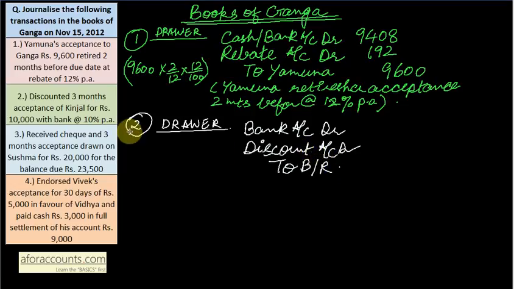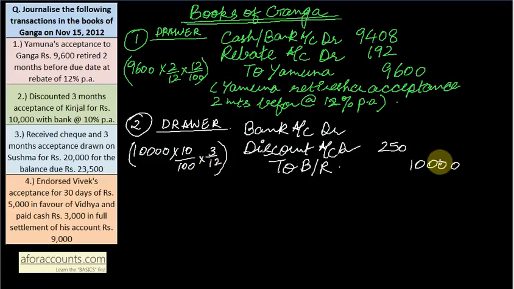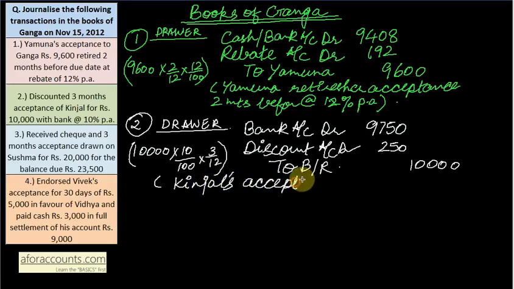How much amount? See, the bill was of 10,000. So bill was all of 10,000, right? In bills receivable 10,000. How much is the discount? 10,000 into 10% per annum, so 10 by 100, and 3 months acceptance, so 3 by 12. 10,000 into 10% into 3 by 12 comes up to 250. 10,000 minus 250 comes up to 9,750. And in narration we'll write, Kinjal's acceptance discounted at 10% per annum.